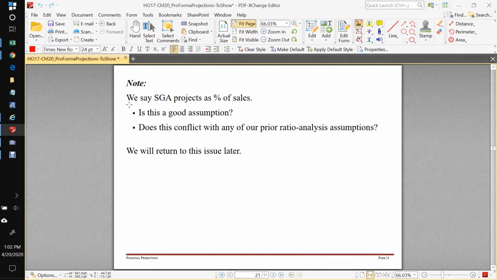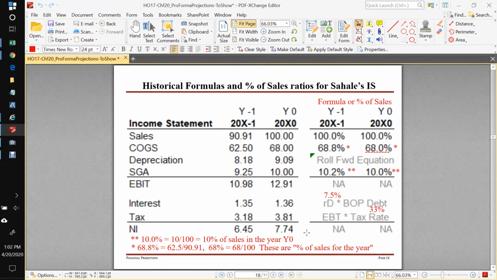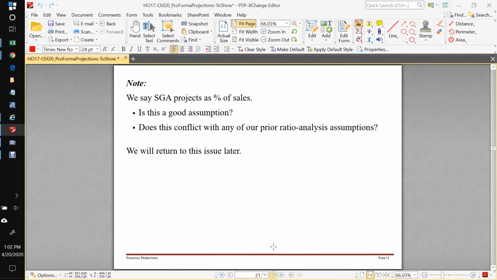Also, one other thing that's interesting here is we said that SG&A projects as percent of sales. So here's our little SG&A. We're going to project it forward as percent of sales. And really, that's sort of at odds with our notion that SG&A is a fixed cost, right? So this is not really a great assumption. And as you know, in our models, we have a lot of bad assumptions. Does this conflict with our prior ratio analysis assumptions? Yes, see above.